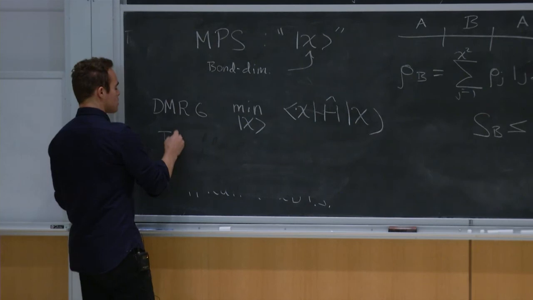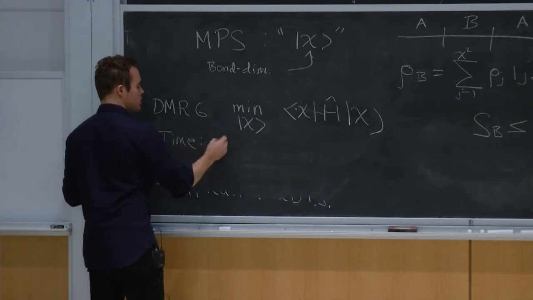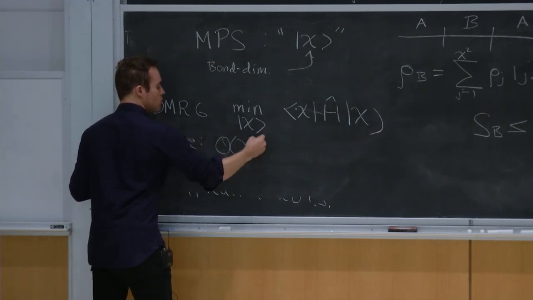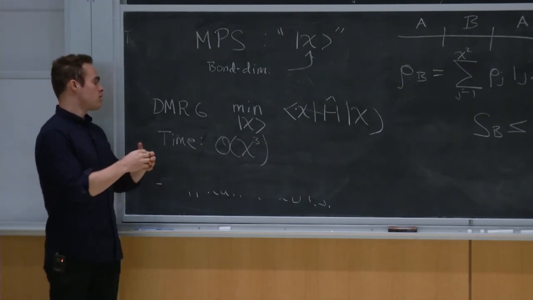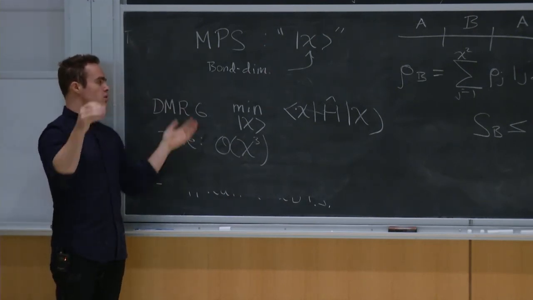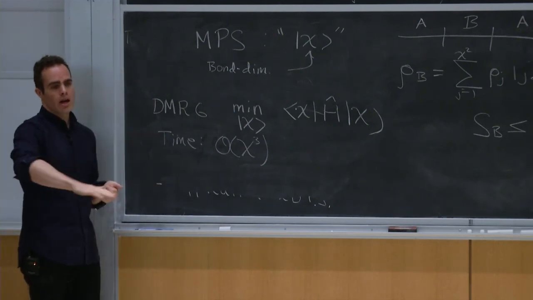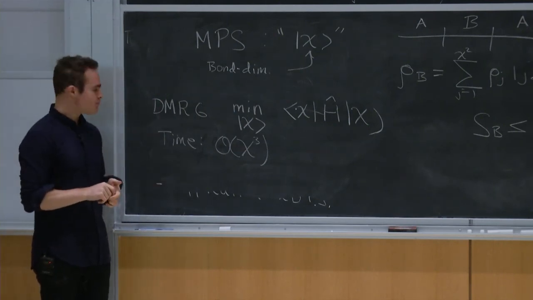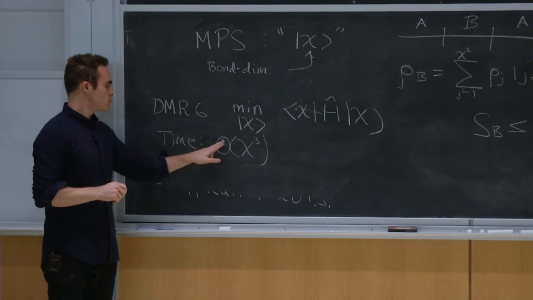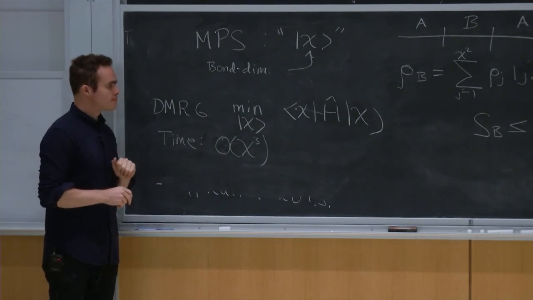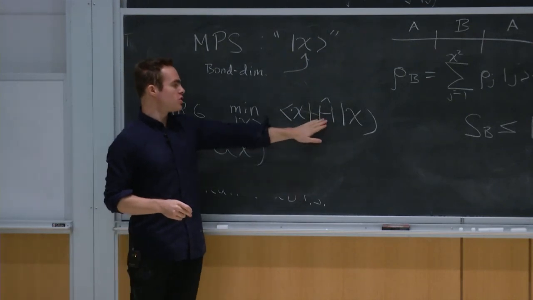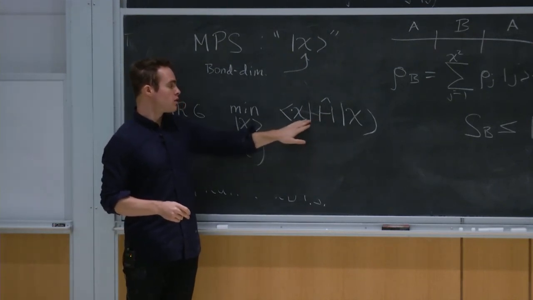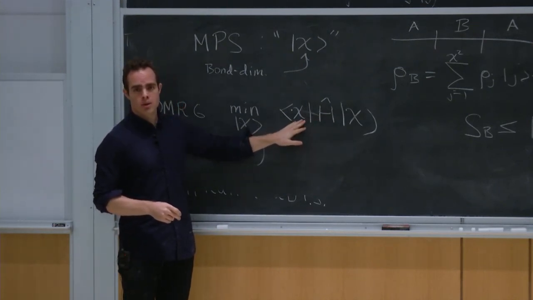The time it takes scales as some polynomial in chi, O of chi cubed, actually. And of course, as chi increases, you have a larger and larger variational space, and you can get a more accurate approximation to the ground state. So when I say minimize the energy, I just mean minimize the energy of the true Hamiltonian within this restricted variational space.